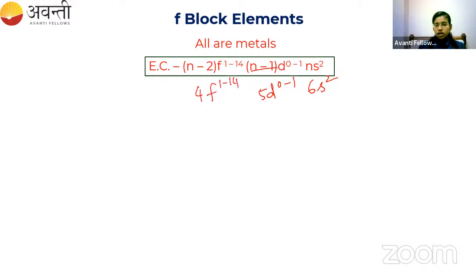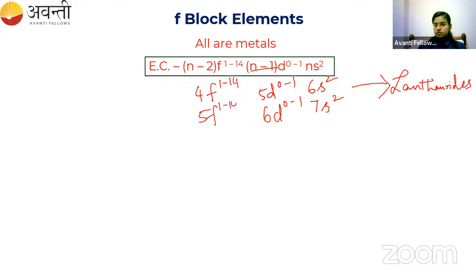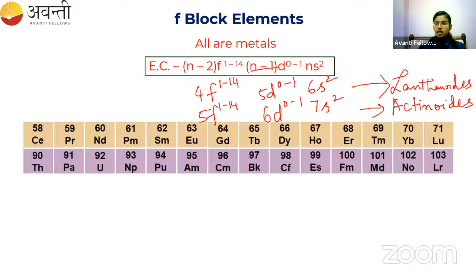So this is the outer electronic configuration for a specific row which is called lanthanoids. And if n is equal to 7, I will have 7s2, and n minus 1 will be 6d 0 to 1, and n minus 2 is 5f 1 to 14. The elements which have this configuration are called actinoids. Okay, so these two rows occupy lanthanoids and actinoids.